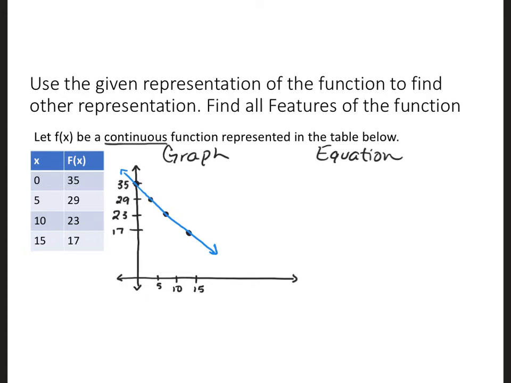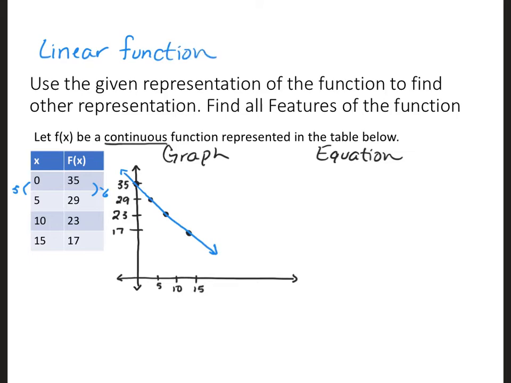I can see by the graph, and I can also see by the table, that there's a constant rate of change. For every 5 units of x, I'm decreasing 6 units for y. So this is creating a linear function because it is a constant rate of change. So this is, again, a linear function.